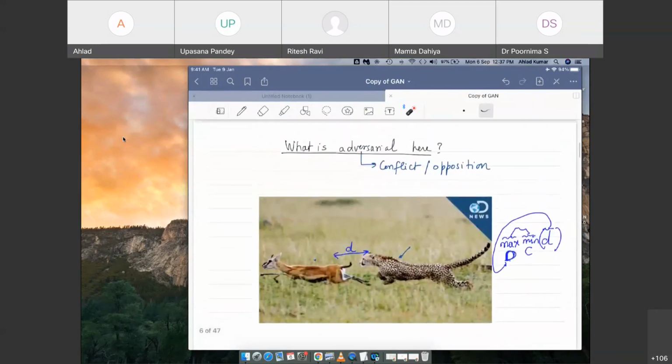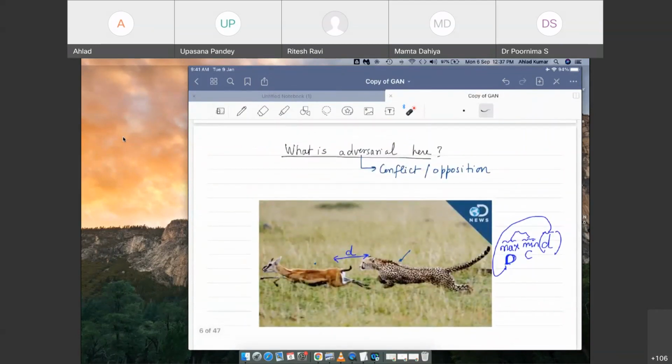Now, as we have discussed each of these three terms, generative, adversarial, and network, I hope there is no doubt in understanding. If you have any doubts, you can ask me. As far as the terms concerning the generative adversarial network are concerned, I think the picture will become clearer. But for the time being, if you have any doubts, let me know.